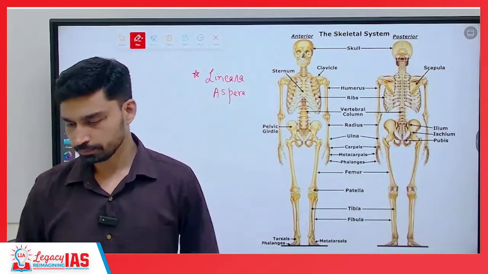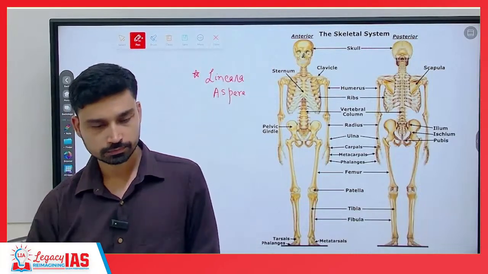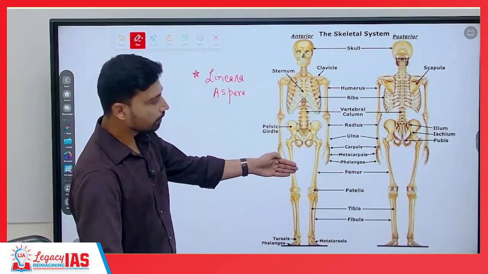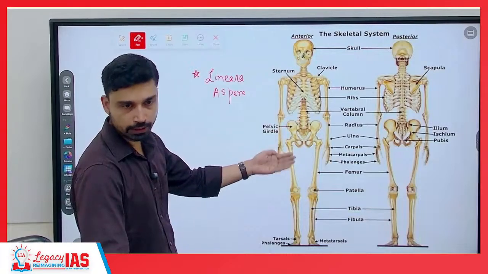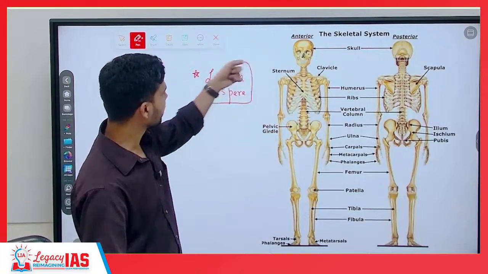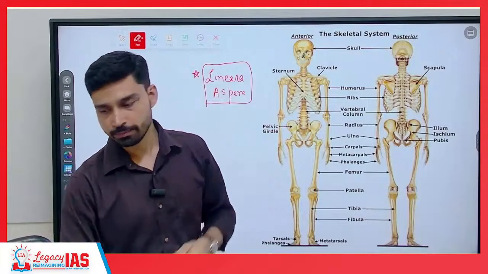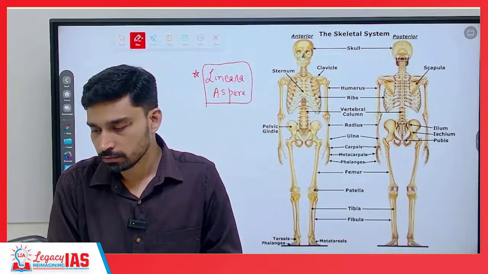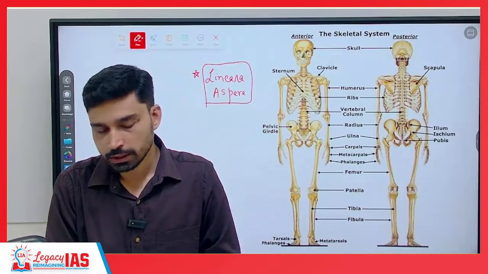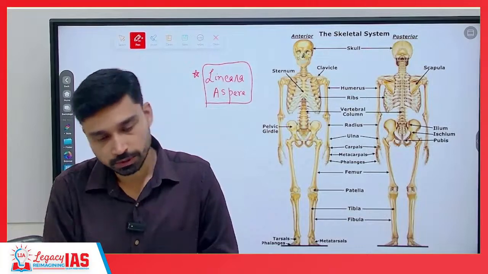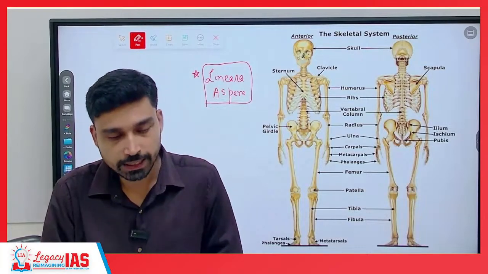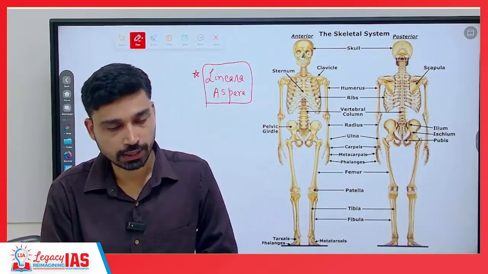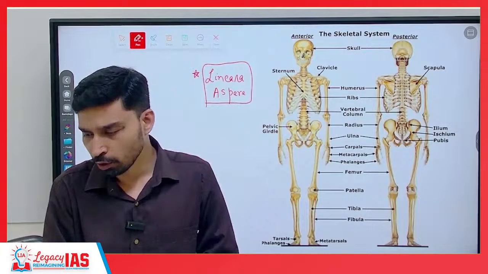Linea aspera. Linea aspera is on the back of the femur. In brackets you can write: muscle attachment site at the back of femur. Sorry, muscle attachment site actually, at the back of the femur.